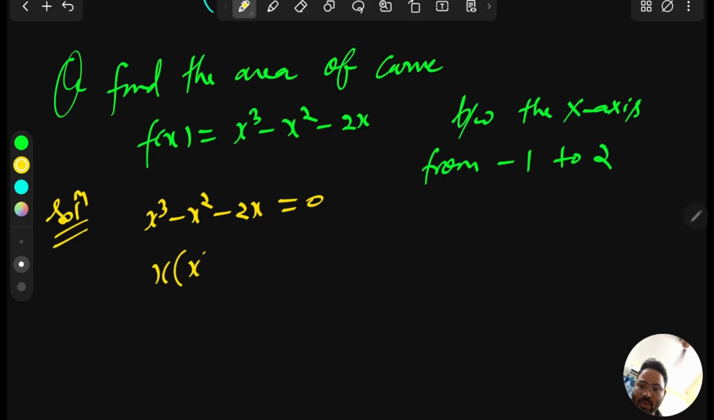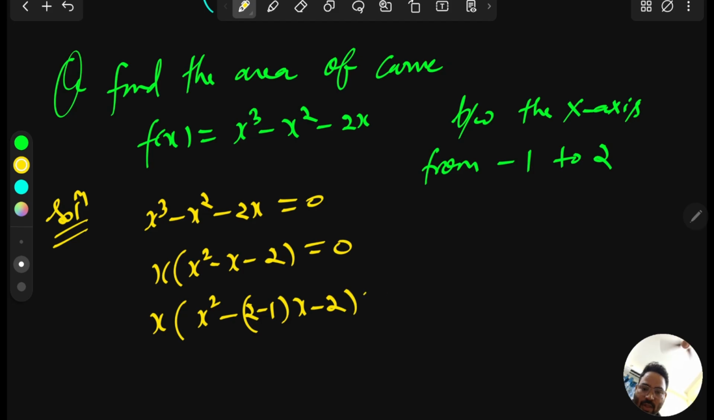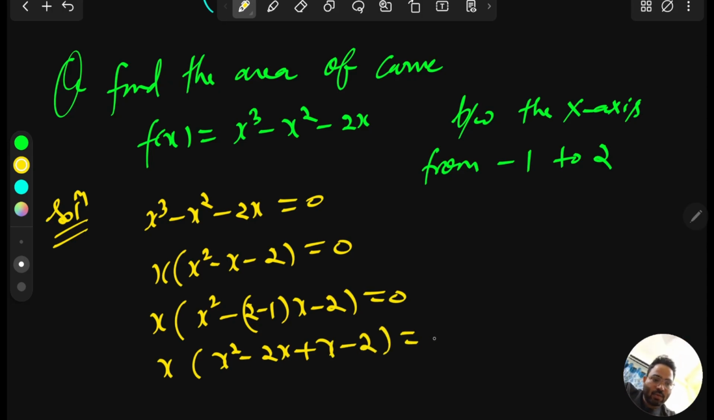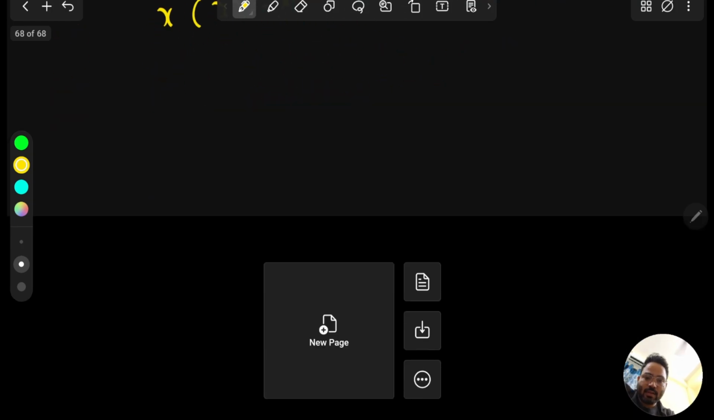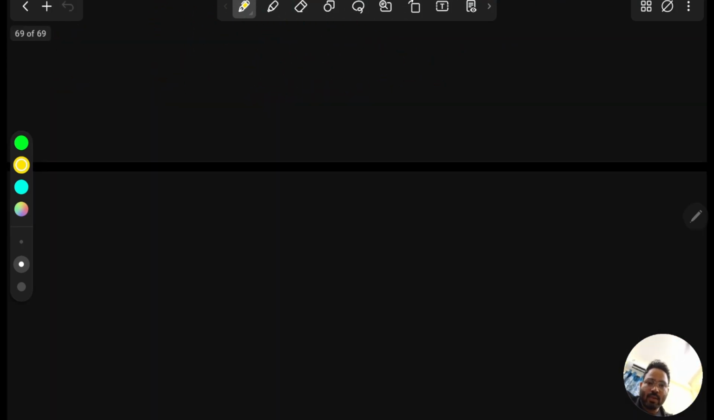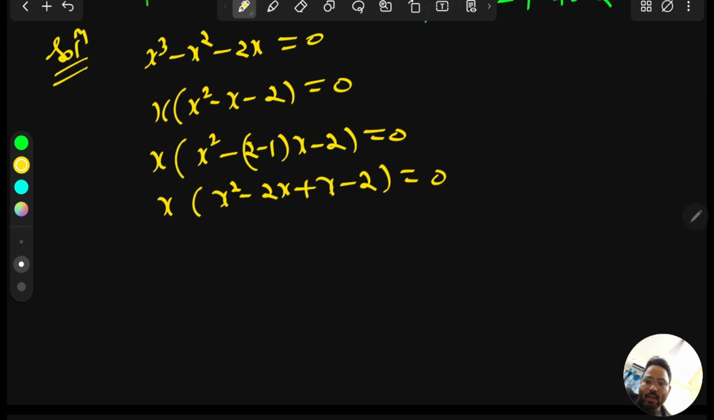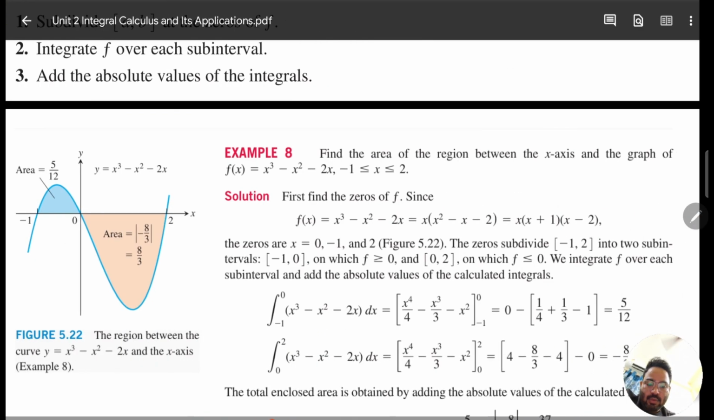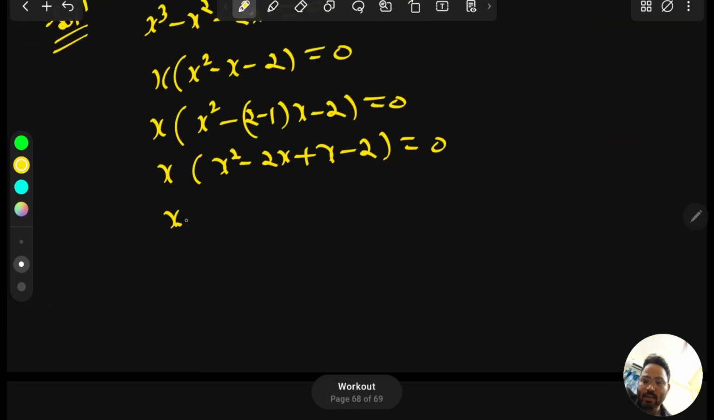Just take x common. So this will give you x square minus x minus 2 equal to 0. Now we can write it as x square minus 2x plus x minus 2 equal to 0. Now let's correct the pen. Now it's working. Take x common from here.